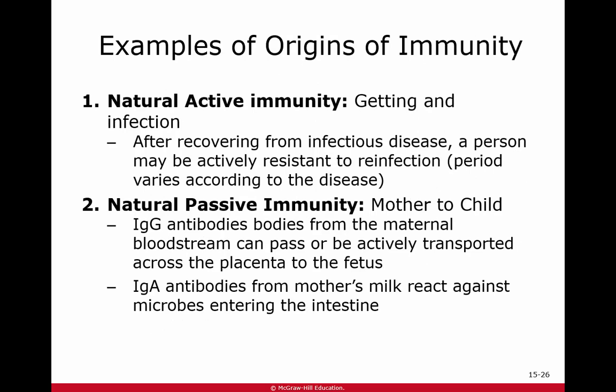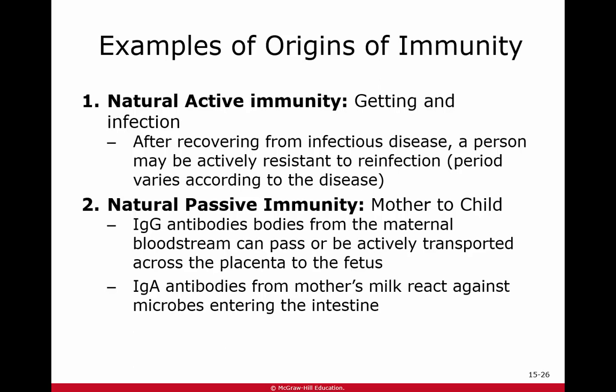So if we put these words together, we get some different origins of immunity. So for example, natural, active. Okay, so natural means you're going to get this from an infection, but the active means that memory is going to stay with you for an extended period of time. So after you recover from that disease, you are actively resistant to being reinfected by that particular type of infection.